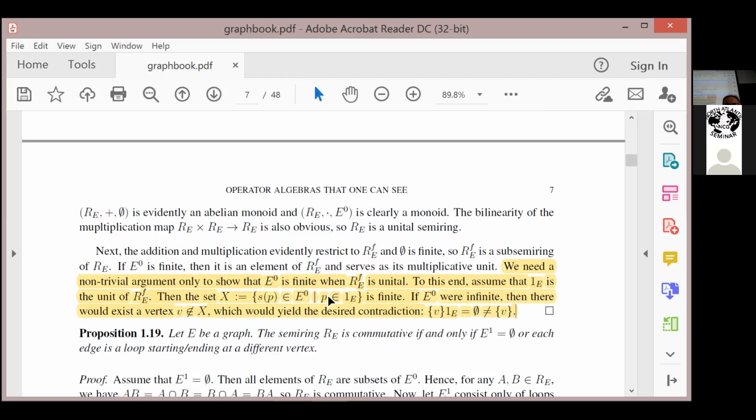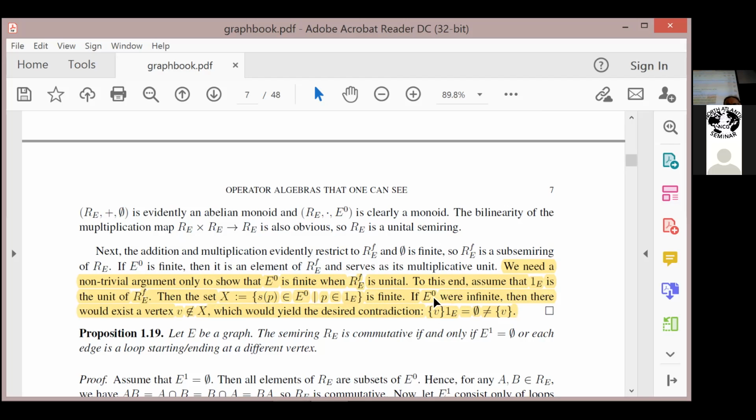So I'm taking all paths which belong to this finite subset. Well, this can be empty, we don't know. For the time being, it can be empty. Then X is also empty, no problem. I don't care, it's also fine. Everything works with the argument even if E is the empty graph. So now, I'm just using the assumption that RFE is unital. But if RFE is unital but E is infinite, we immediately get a contradiction.